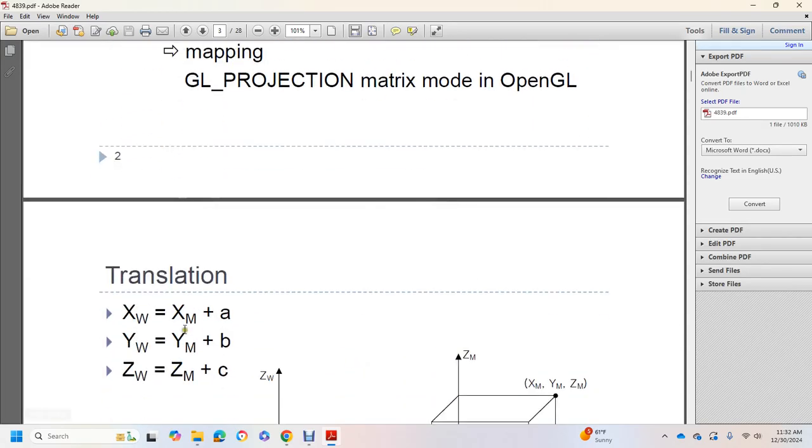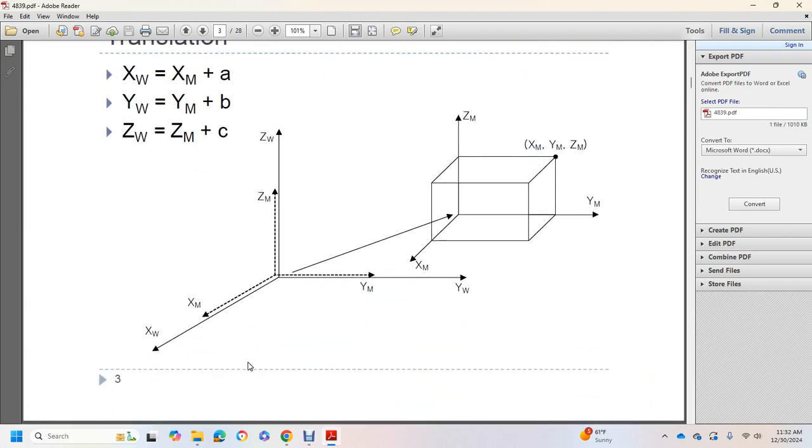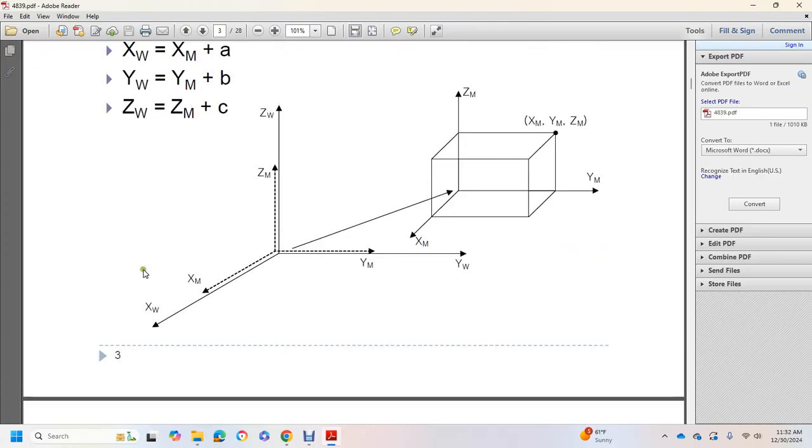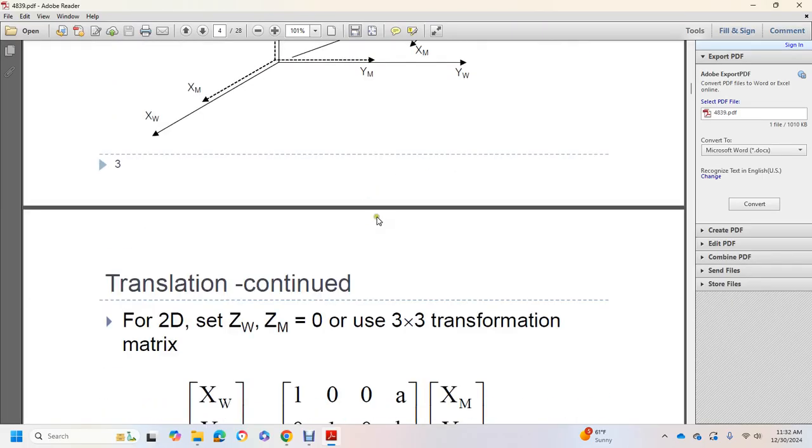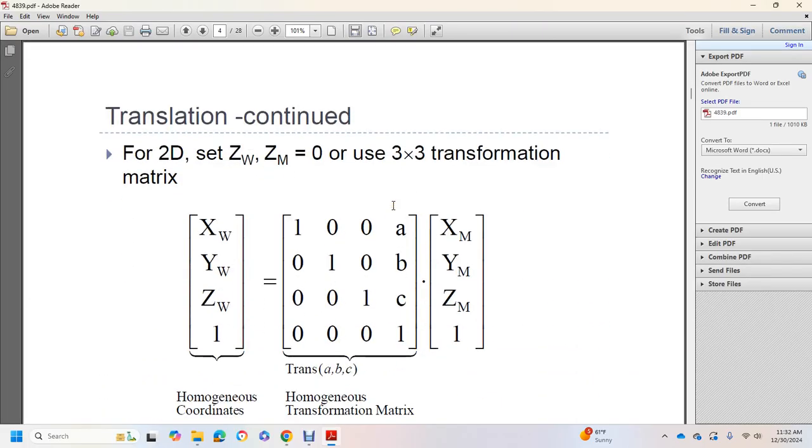So we have Xw, Yw, Zw, and Xm, Ym, Zm. Your Xw, Yw, and Zw are your world coordinates, and then you have your model coordinates Xm, Ym, Zm. Translation relates the two sets: Z world, Z model, Z world minus Z model equals 0, or a 3x3 transformation.